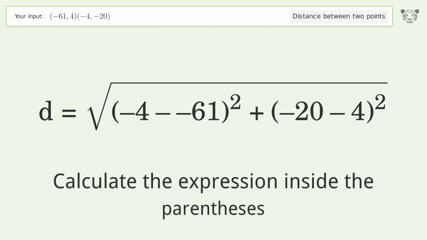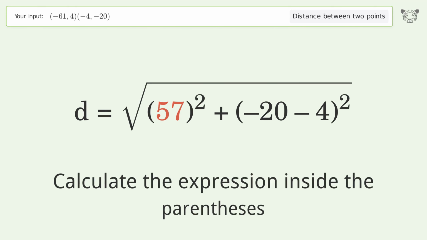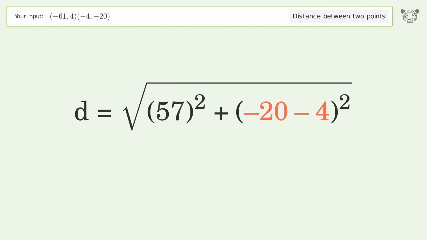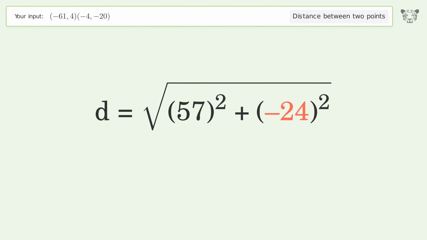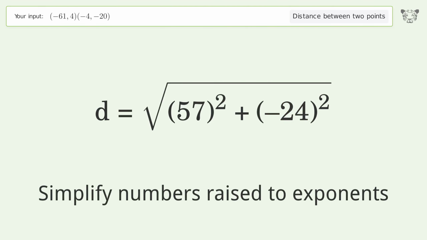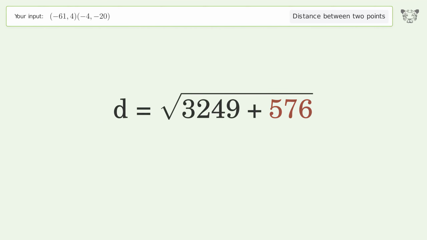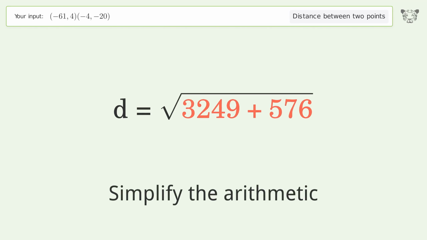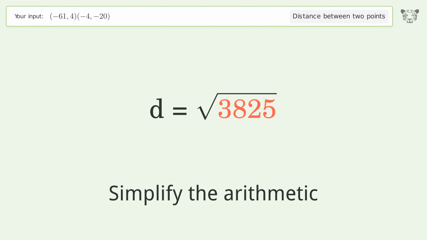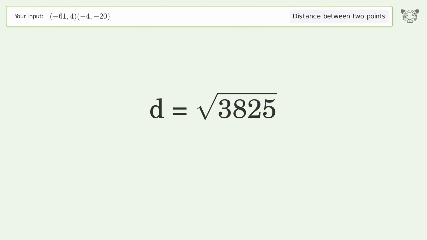Calculate the expression inside the parentheses. Simplify numbers raised to exponents. Simplify the arithmetic. And so the distance between the 2 points is the square root of 3,825 or 61.847.